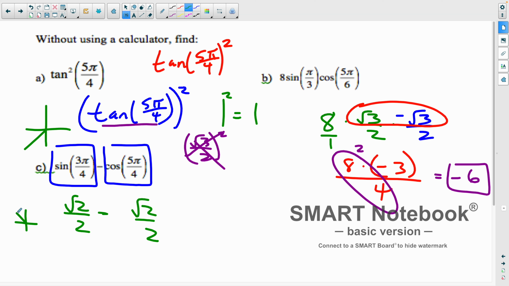Where's 5 pi over 4? It's third, so the cosine is negative, so that's negative. Now, if I didn't pick up on that double negative, what did you just do with them? Add them. Yeah, if I hadn't had that second negative, you just subtract them and it's 0, right? Because they're the same. But in this case, it's negative a negative, so it's plus a positive, so I need to add those together.